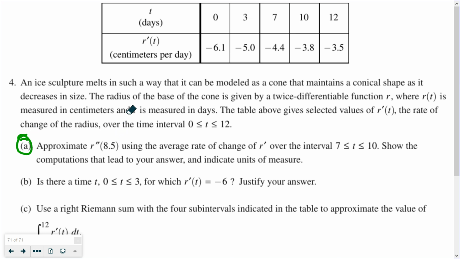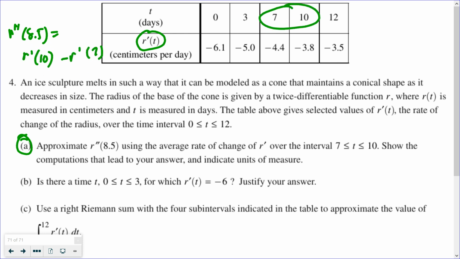But you know what's nice? They give us R prime. So you should know I just need a rate of change for R double prime. So R double prime, that's just an AROC problem, right, class? And 8.5 is between 7 and 10. So you should have done R prime of 10 minus R prime of 7 all over 10 minus 7. And make sure you show that. If you did that, you got a point.